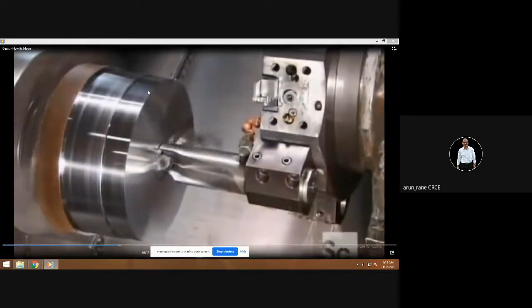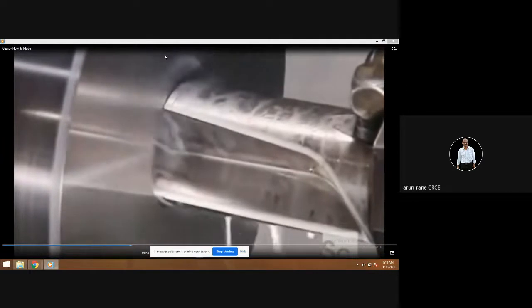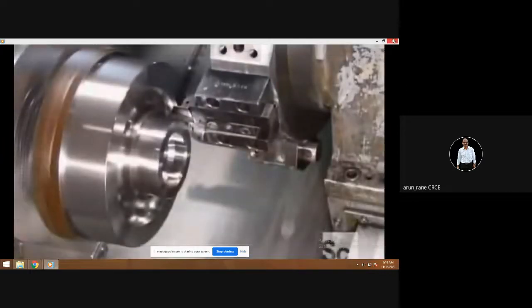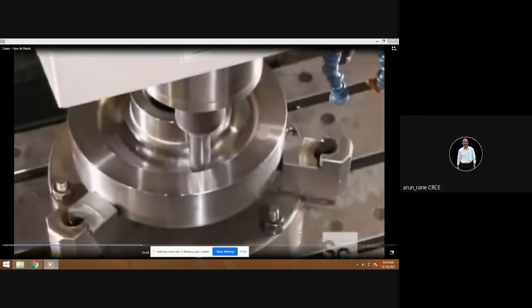This is your U drill. The advantage of U drill is that you can drill in solid. There is no need of doing center drilling and pilot drilling. The coolant flows inside the drill. This is a drilling machine.